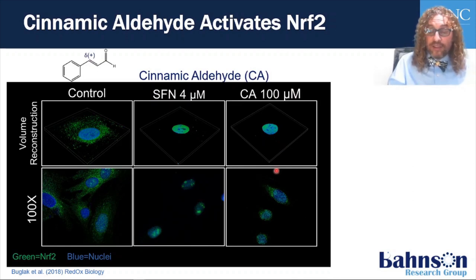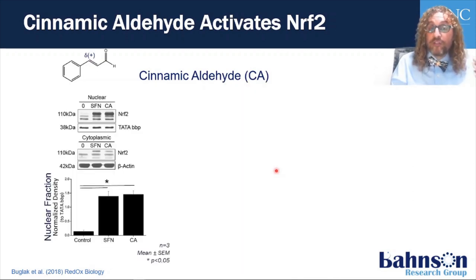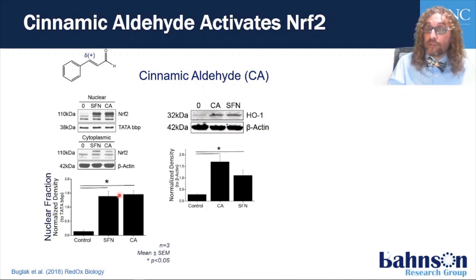Another way to look at this is by a Western blot of subcellular fractions, where the Nrf2 signal in the nuclear fraction is increased upon treatment with sulforaphane or cinnamic aldehyde. So this tells us that Nrf2 actually goes to the nucleus, but does it activate the downstream pathway? First thing we looked at is a canonical transcriptional target of Nrf2, heme oxygenase 1, by Western blot. We see that treatment with cinnamic aldehyde induces and increases the level of this protein.